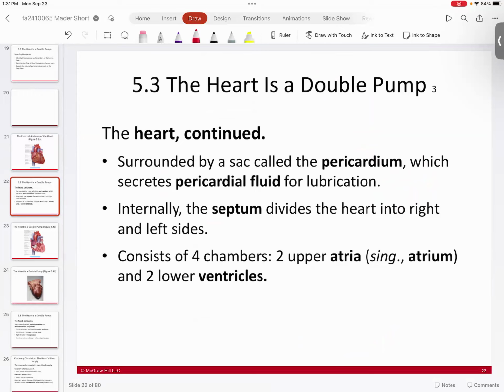Let's take a look at some of the major structural components of the heart itself. First of all, the heart is surrounded by a parietal layer of membrane called the pericardium. So it actually forms a little sac. It looks like a little sandwich bag around the heart. So that's your pericardial sac.